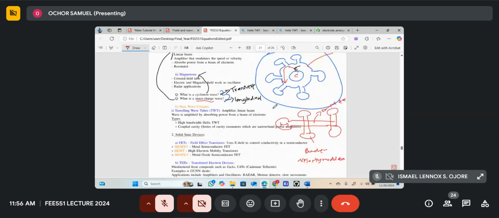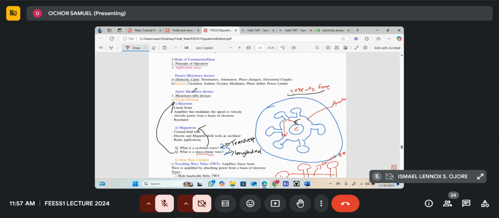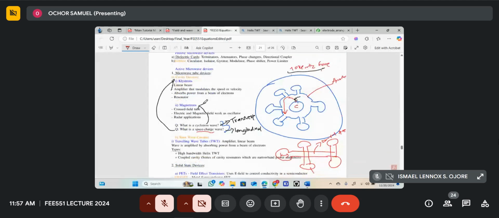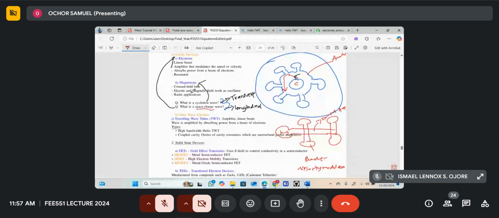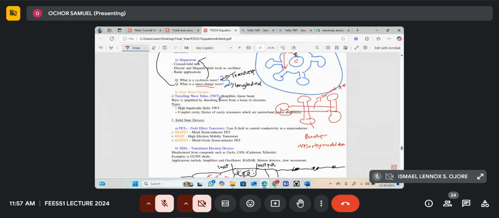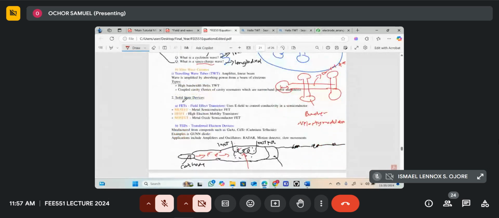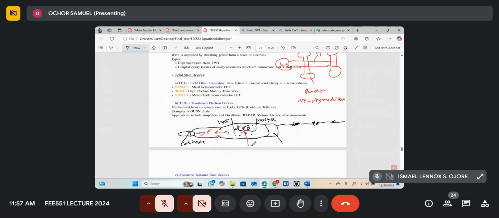And those are the active microwave devices, and these are the cavity devices. We have klystron, magnetron, slow wave, the TWT. For solid state devices, we have these ones, more of electronics, I'd say: gate, drain, and source.